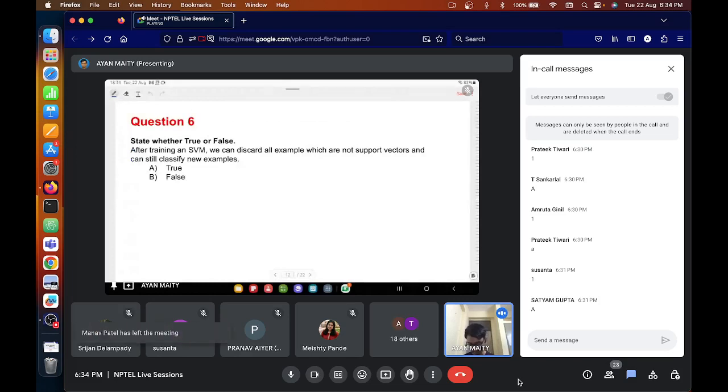Question 6. State whether true or false. After training an SVM, we can discard all examples which are not support vectors and can still classify new examples. So there are two options, true or false. If we discard all the examples which are not support vector points and only keep the support vector points, can we still classify new or test examples?